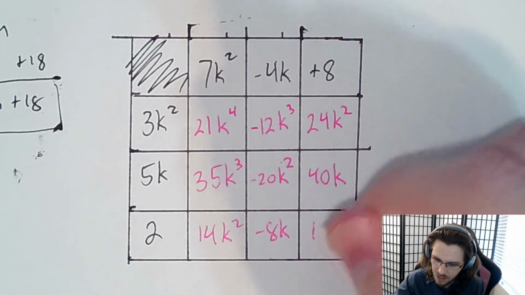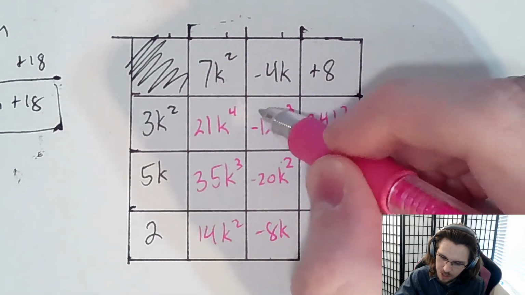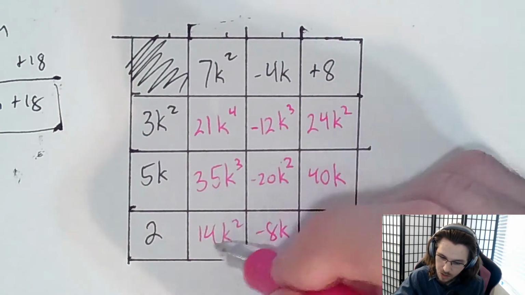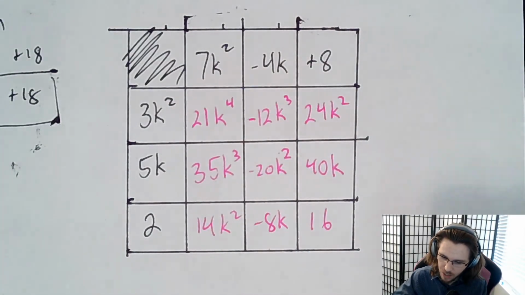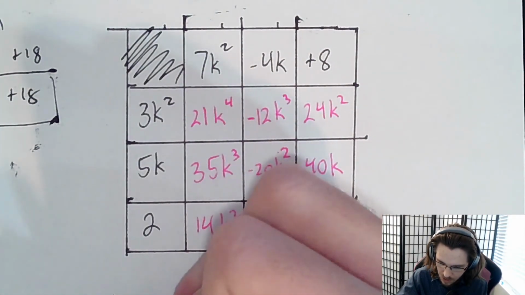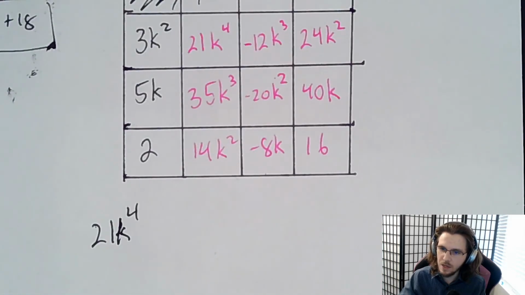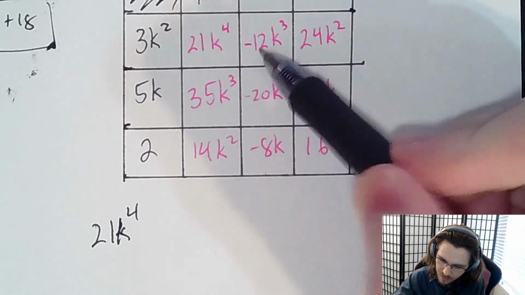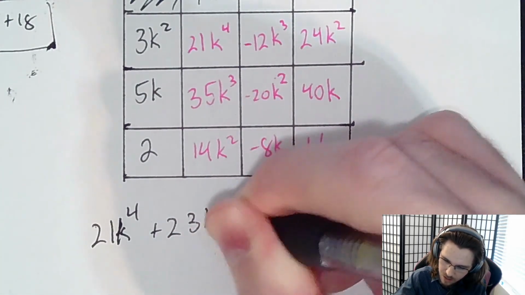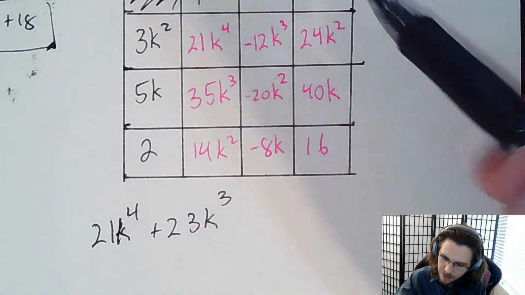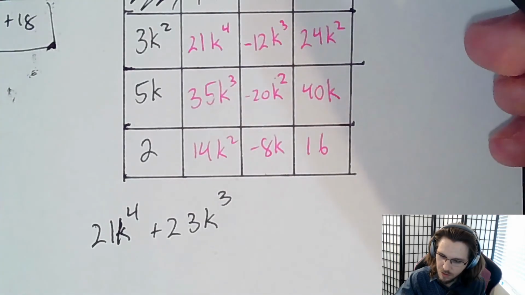2 times 8, 16. And like I said before, we have to add on the diagonal so we can see that these two like terms, those 3 like terms, those 2 like terms. Final answer, back to writing in black. 21k to the 4th. You can't even see what I'm writing. Awesome. 21k to the 4th. 35 minus 12 is 23k cubed. And then here, 14 minus 20 plus 24.